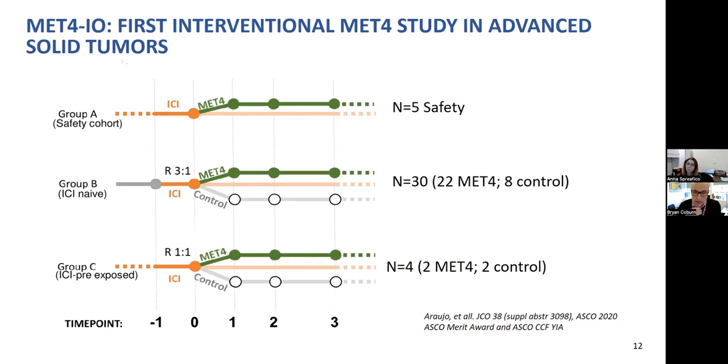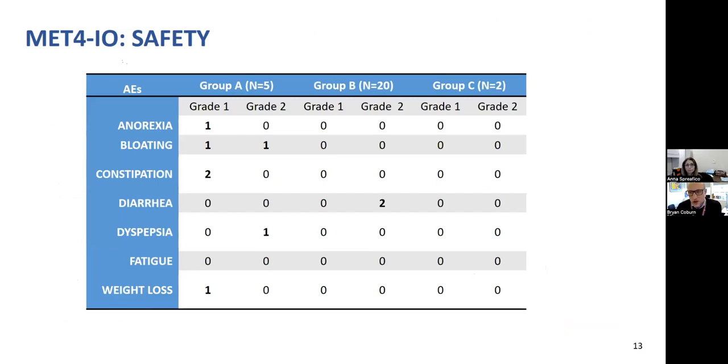So in an immunotherapy naive cohort, this was cohort B, we did have a third cohort and then actually a fourth cohort in which we provided MET4 in other clinical contexts. But the important thing here is our ability to compare MET4 to recipients of placebo, or of a control arm, in terms of safety and tolerability. Next slide.